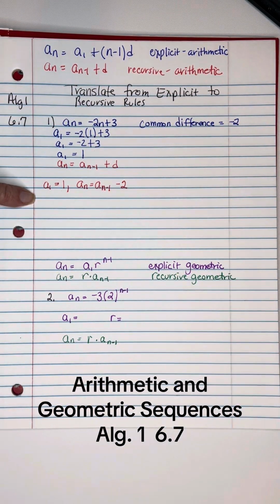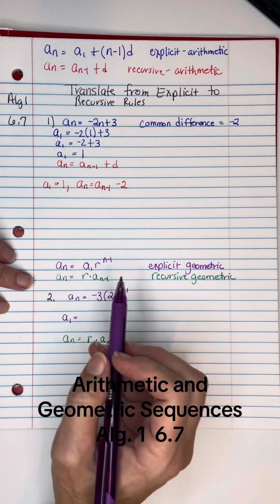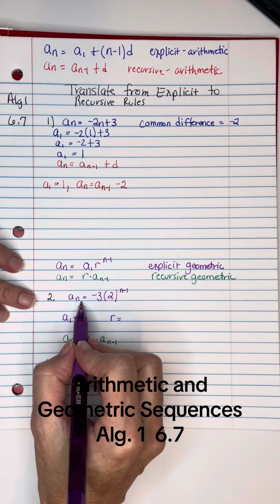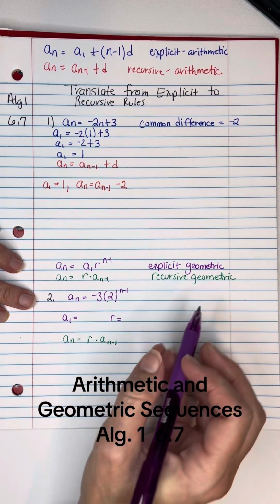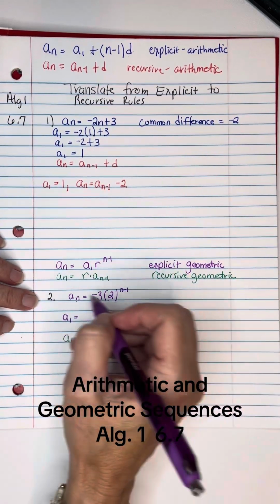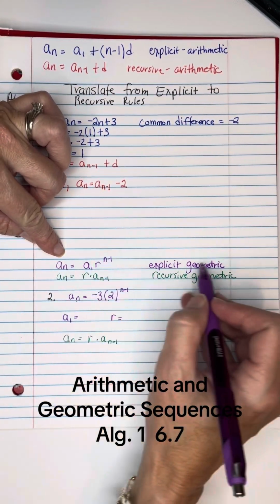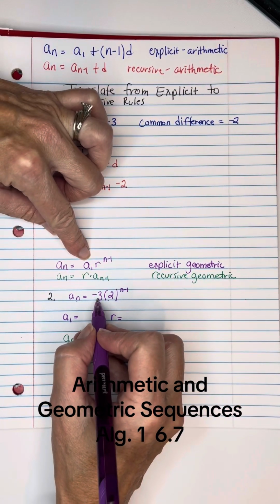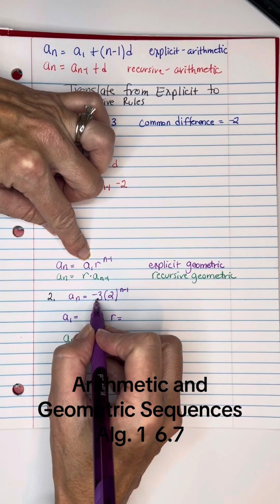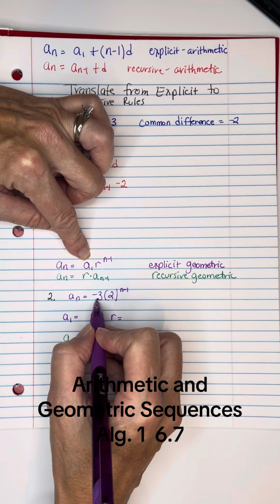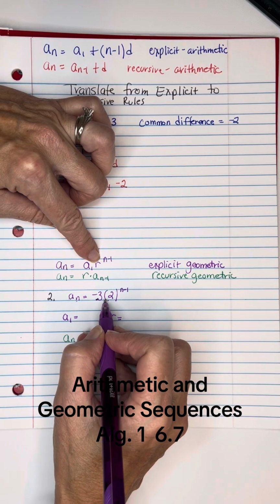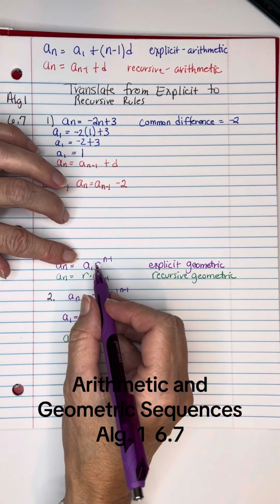Now let's go work with the geometric that I'm using purple and green with. Okay, our problem is a sub n equals negative 3 times 2 raised to the n minus 1. All right, looking at that, that's the explicit. If you look right here, that is the explicit form. Here's my first, my a sub 1, which is the very first term, and then this is my ratio when I'm multiplying by.